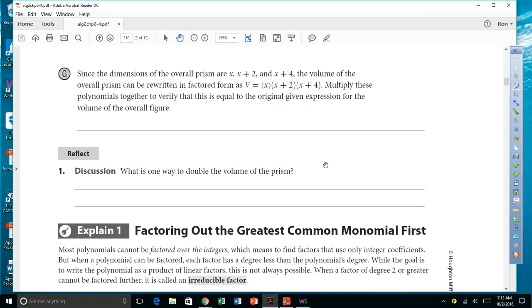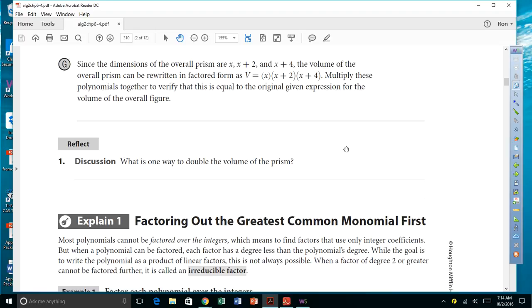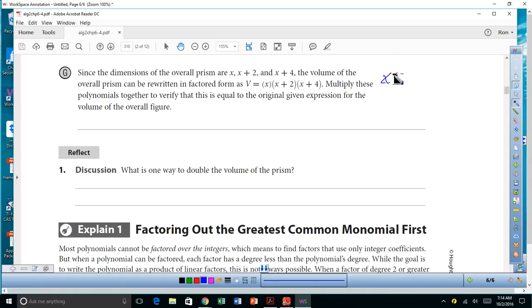Since the dimensions of the overall prism are x, x plus 2, and x plus 4, the volume of the overall prism can be rewritten in factored form as volume equals x times x plus 2 times x plus 4. Multiply these polynomials together to verify that this is equal to the original given expression for the volume of the overall figure. So we can do that real quick. You've got x times x plus 2 times x plus 4.